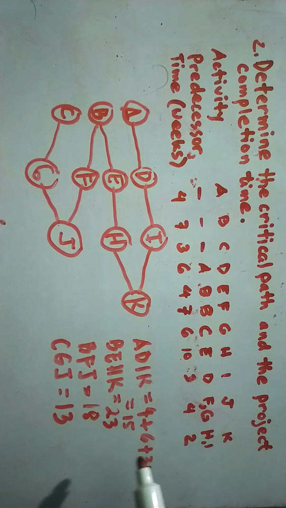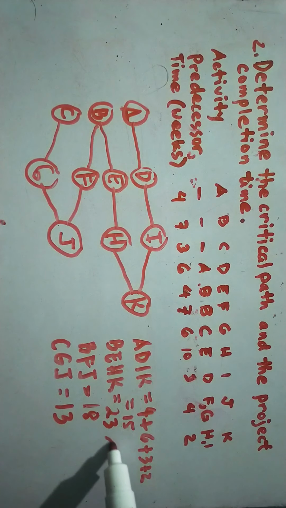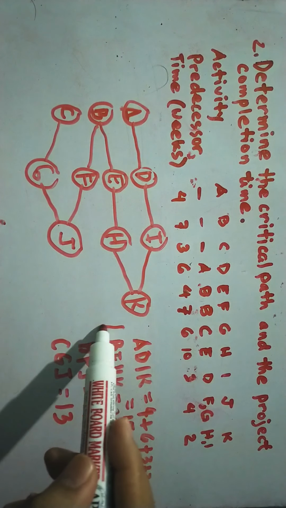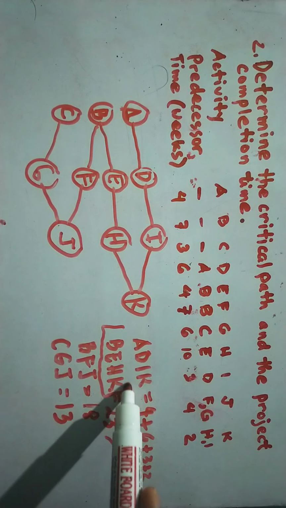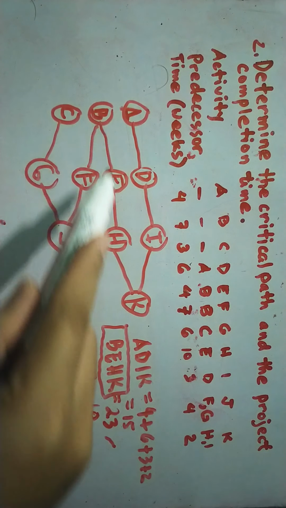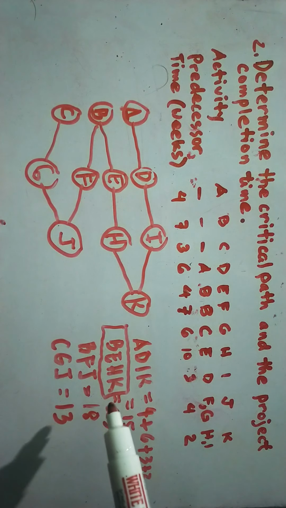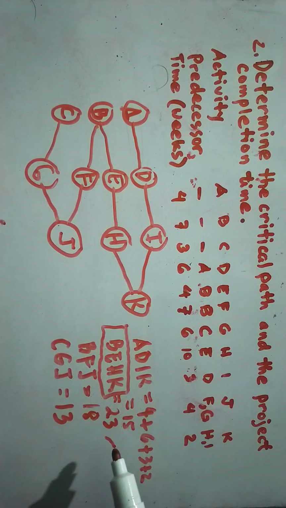So the longest time, which is now our critical path, is this 23. Therefore our critical path is BEHK. So we have here BEHK, and then that is all in all 23 weeks. So this is our critical path, and of course this is our project completion time, that is 23.